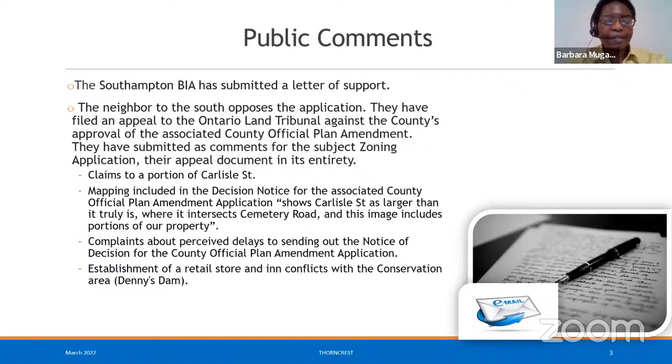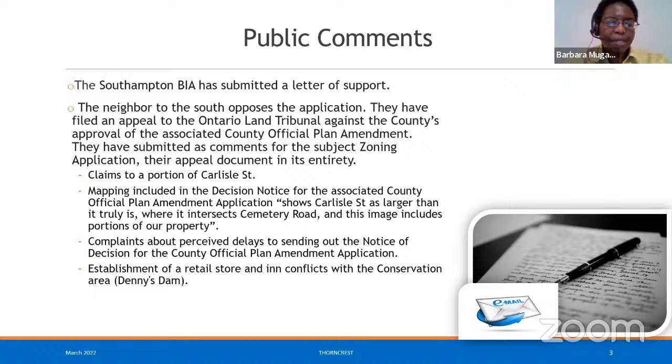So one of the concerns expressed is that they have claims to a portion of Carlisle Street. This information was not imparted to us as we were processing the official plan amendment application, so it was not provided to County Council before they had made a decision on the application. In discussions with town staff, they think that these comments should be forwarded to the town solicitor. So they are the ones that will address these comments.